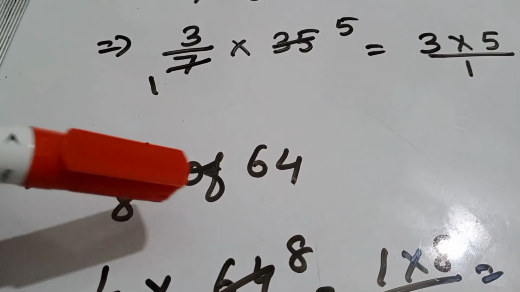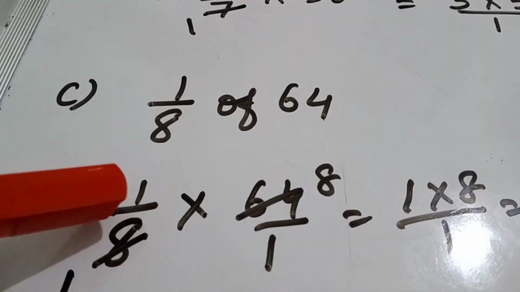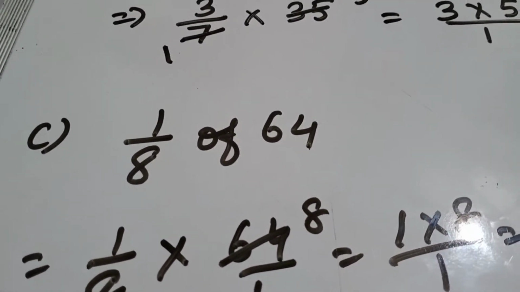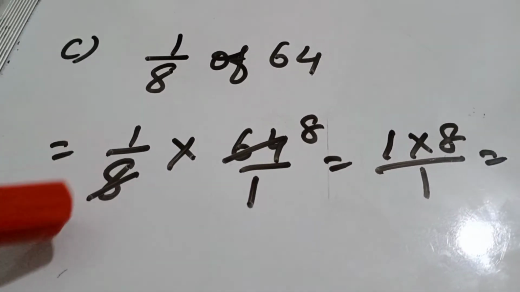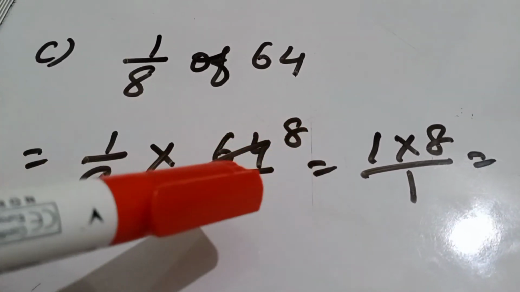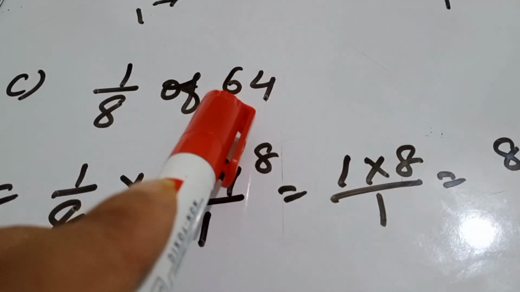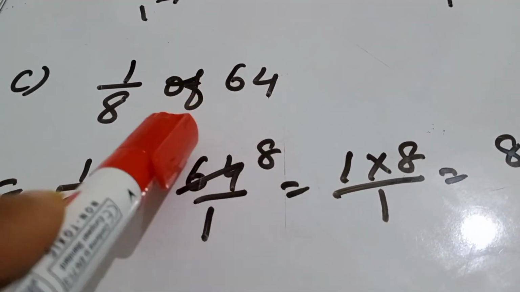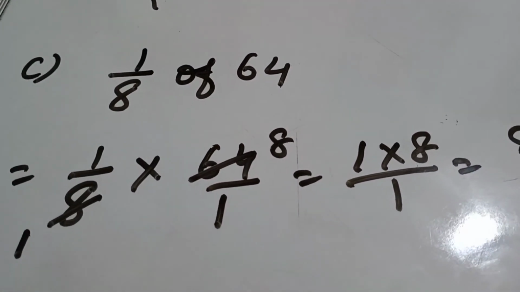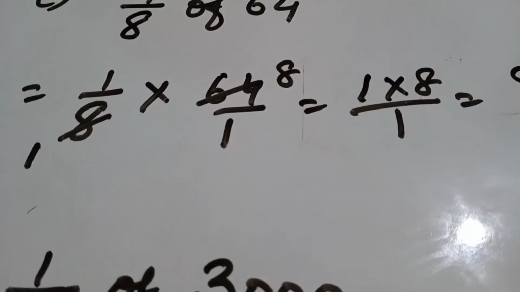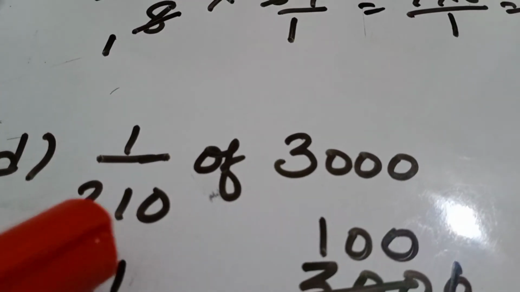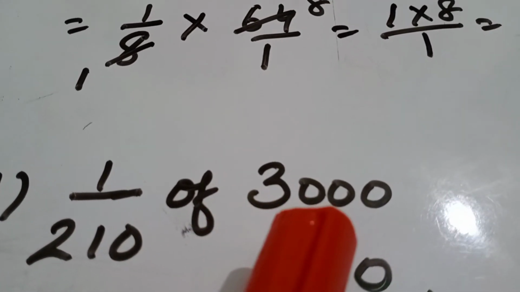So 1 by 8 of 64. Same way, 1 by 8 multiplied by 64. 8 times 1 is 8. 8 times 8 is 64. So 1 into 8 is 8. When we divide 64 into 8 equal parts, each part will get 8. Same way, if we have 1 by 210 of 3000.